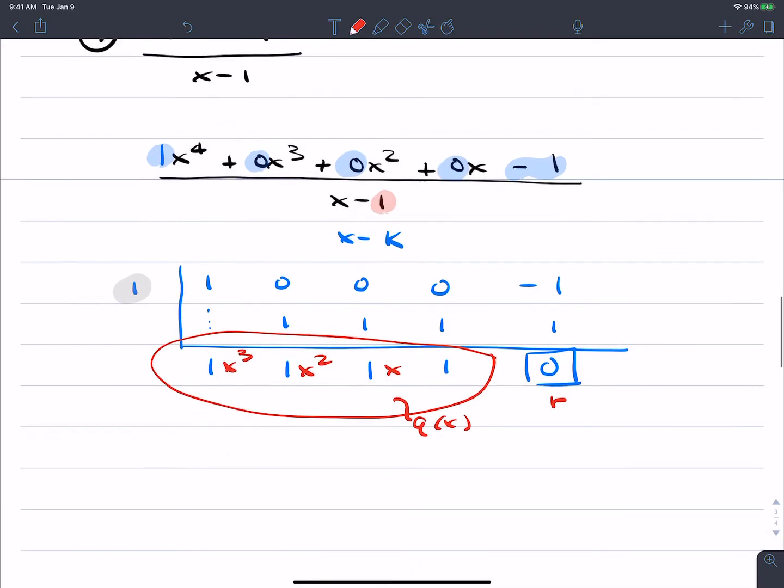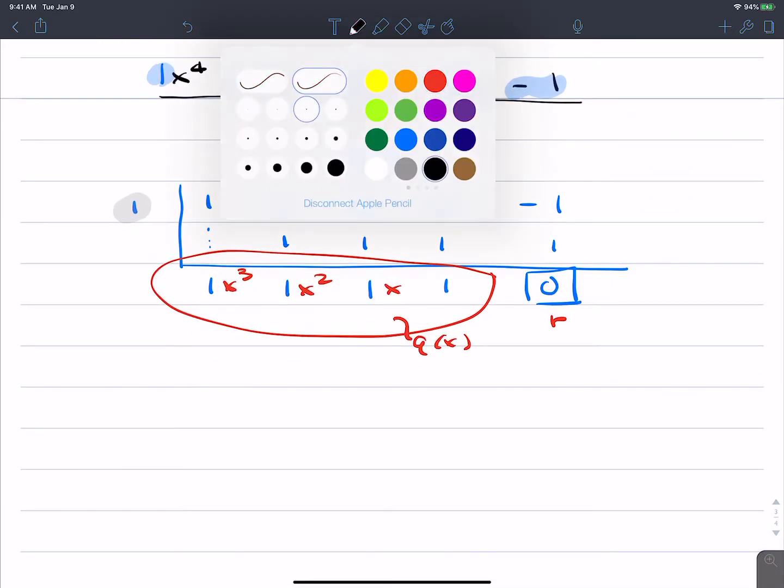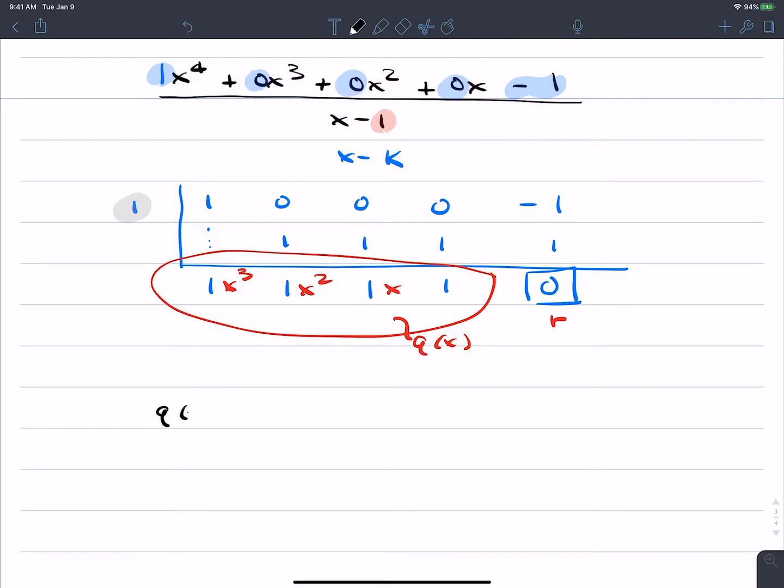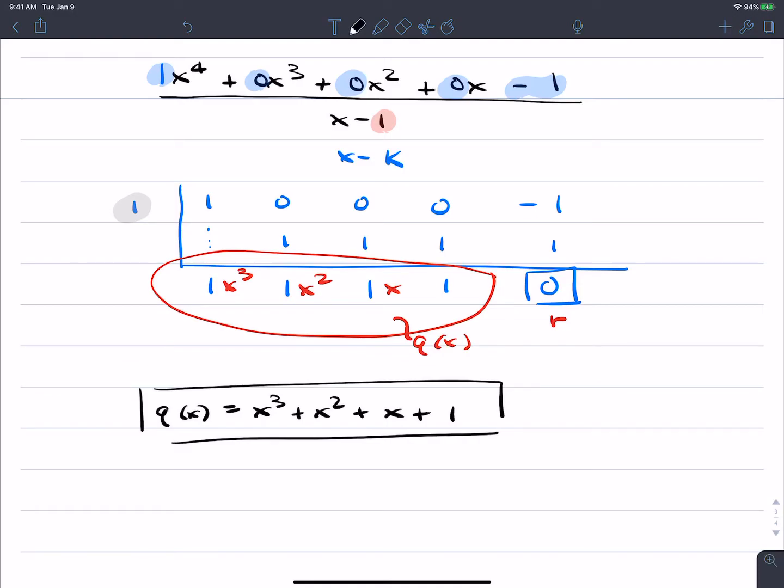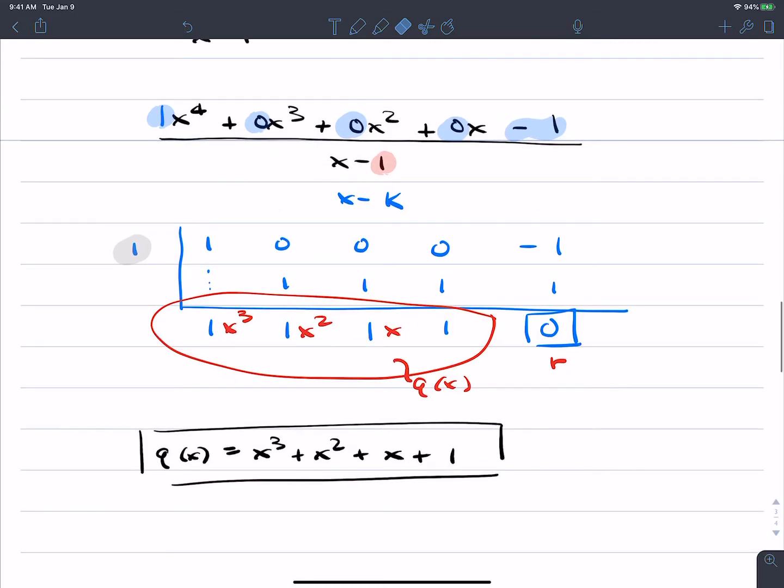Here's our quotient. Our quotient is x cubed plus x squared plus x plus 1. And you have a 0 remainder. So if you wanted to write it as a mixed number, you can't. You're looking at the answer right now because your remainder is 0. You're done. So this equals that quotient here.